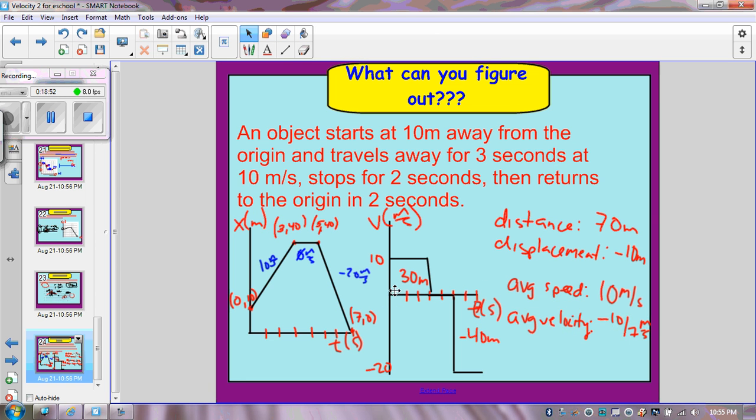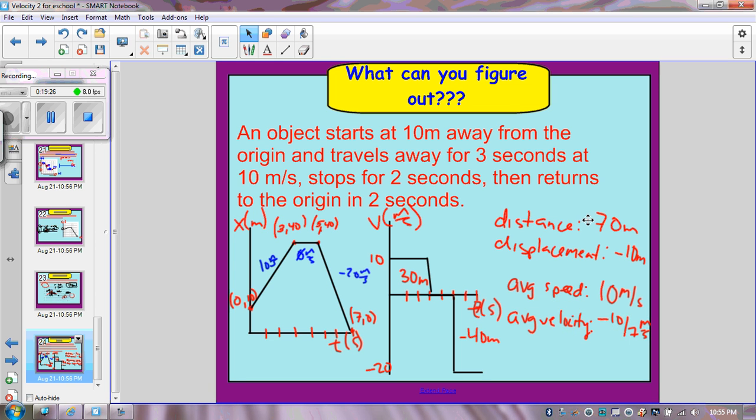Over here, I've mapped the velocity. 10 meters per second for the first 3 seconds, 0 meters per second for 2 seconds, and then negative 20 meters per second for the last 2 seconds. And that was figured out by taking the change in x over the change in t for this last 2 seconds here. I also found the area underneath the curves and used that to figure out my displacement. The displacement was negative 10 meters, indicating why the object would have started here at 10 and then ended at 0. I also took 30 plus negative 40 to get negative 10 as well.